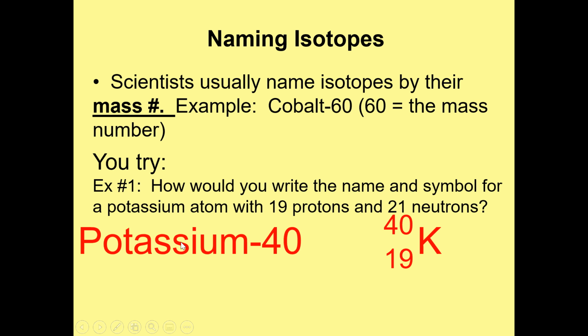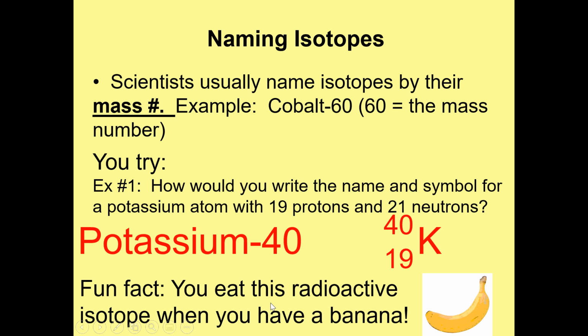And here are the answers: potassium-40, and then the K with 40 in the upper left for the mass, and the 19 in the lower left. Fun fact, you eat this radioactive isotope every time you have a banana.